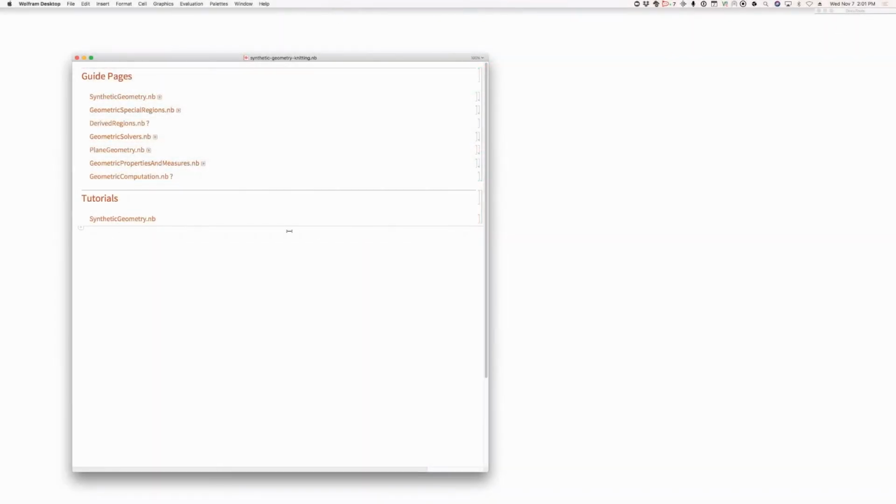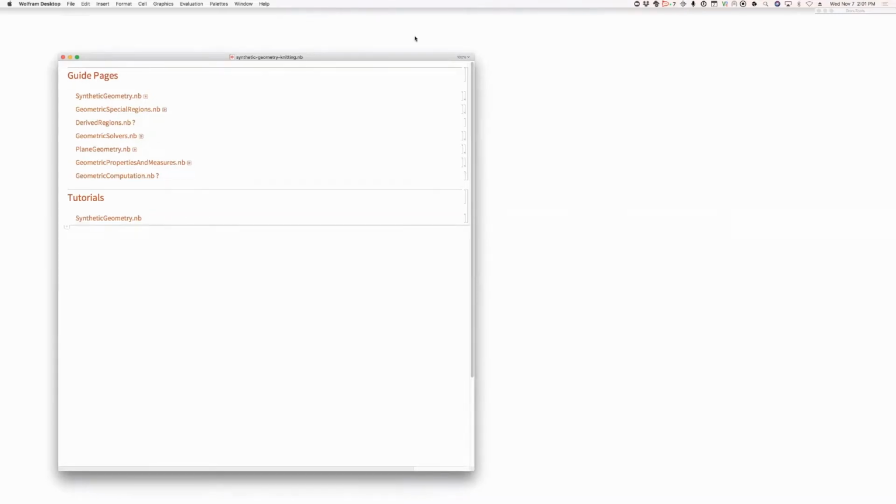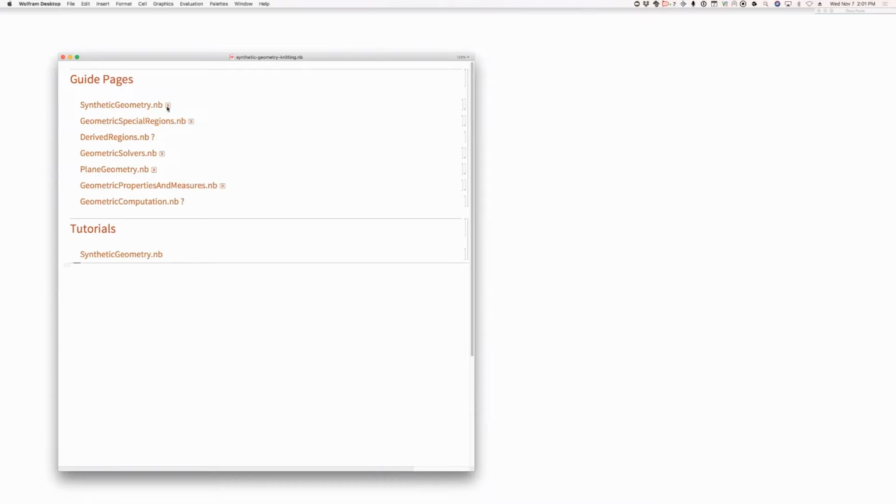Okay, for people joining this live stream, we are in the late stages of documenting our wonderful new synthetic geometry capabilities for version 12. And where were we at so far? We started from the synthetic geometry guide page, is that correct? Yeah. And how much of that had we already gone through? I think the synthetic geometry guide page was satisfactory by last time.